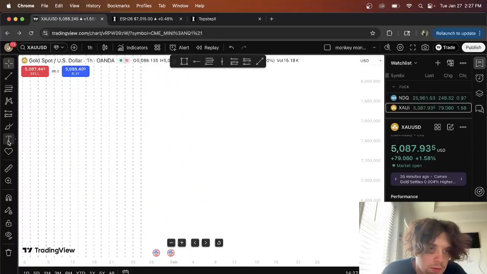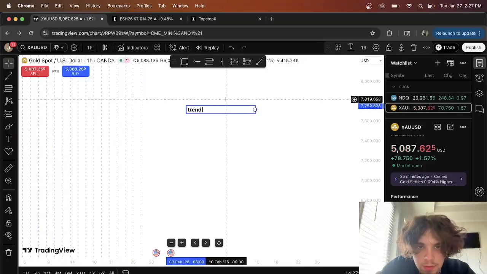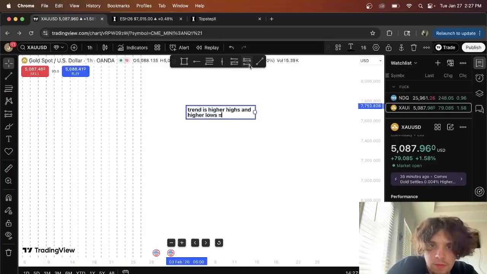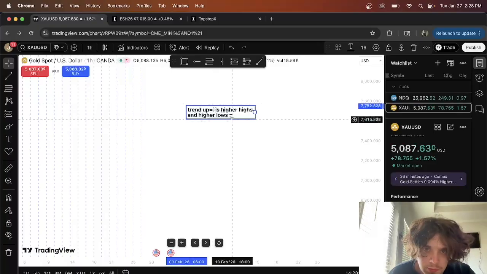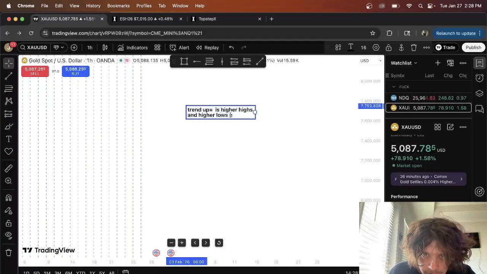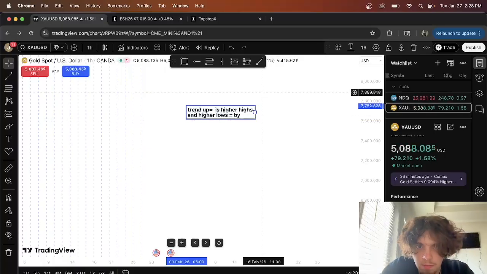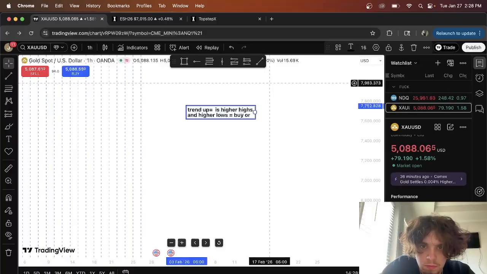Okay, first off, what is a trend, right? A trend is higher highs and higher lows. Wait, I messed this up already. An uptrend equals higher highs and higher lows, right? Which means buy or bullish, all right?